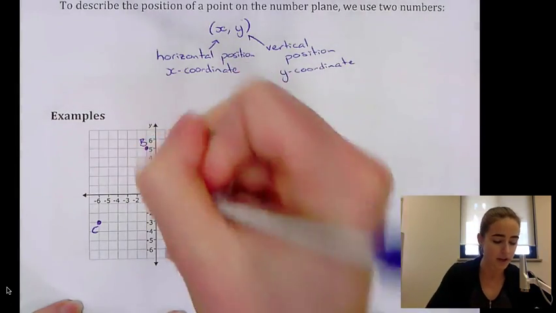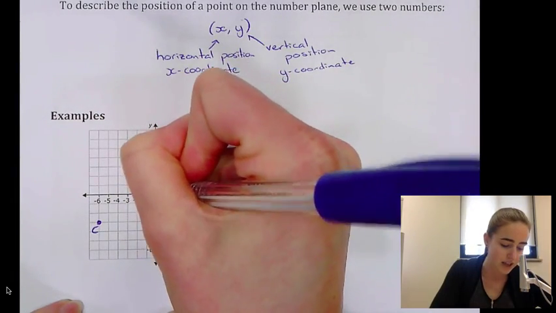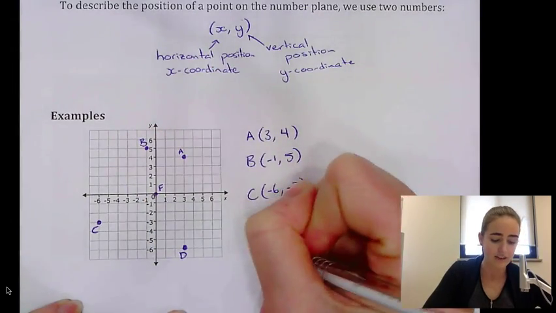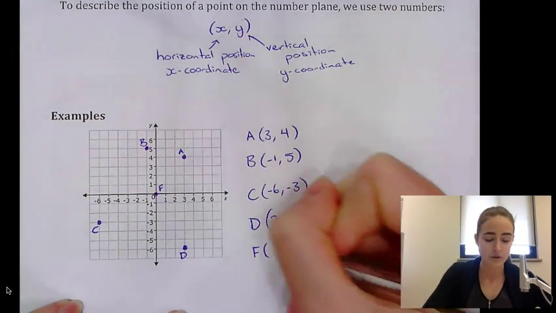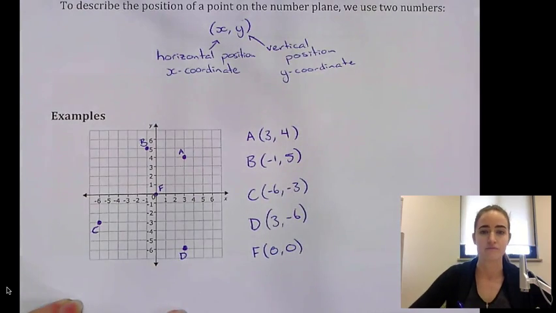The last one that I want to point out is if we had a point at the origin, so let's call that F, then that would have coordinates 0, 0. Right, so that's an introduction to the number plane.